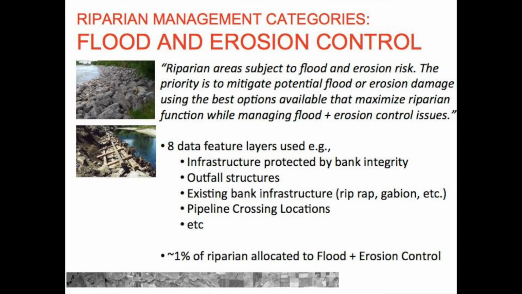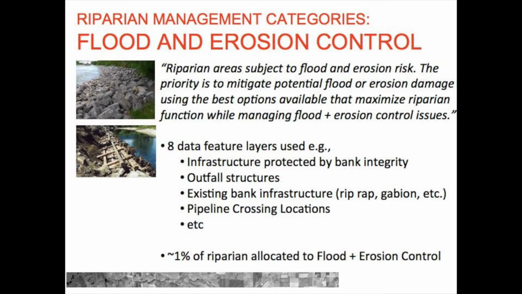The feature data layers we used for that were basically infrastructure that's protected by bank integrity. So where you already have existing infrastructure perpendicular to the bank, houses, roads, other infrastructure. If it's protected by that inner bank, then that's when it would get a much higher priority than somewhere else.